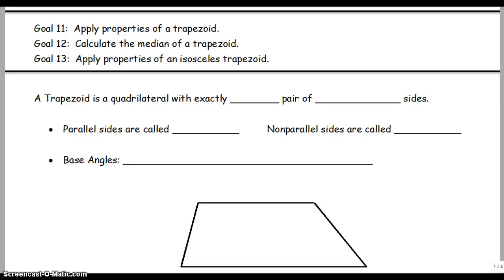Here's your lesson. What we're going to talk about today are the properties of trapezoids. We have talked about quadrilaterals this unit, and we've talked about parallelograms and all the special types of parallelograms, but not every quadrilateral is a parallelogram. So we're going to talk about the trapezoid. A trapezoid is a quadrilateral with exactly one pair of parallel lines.